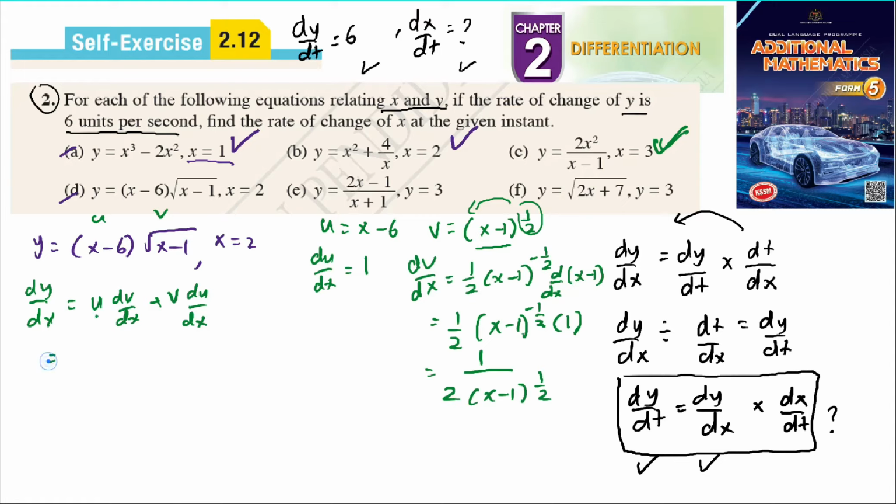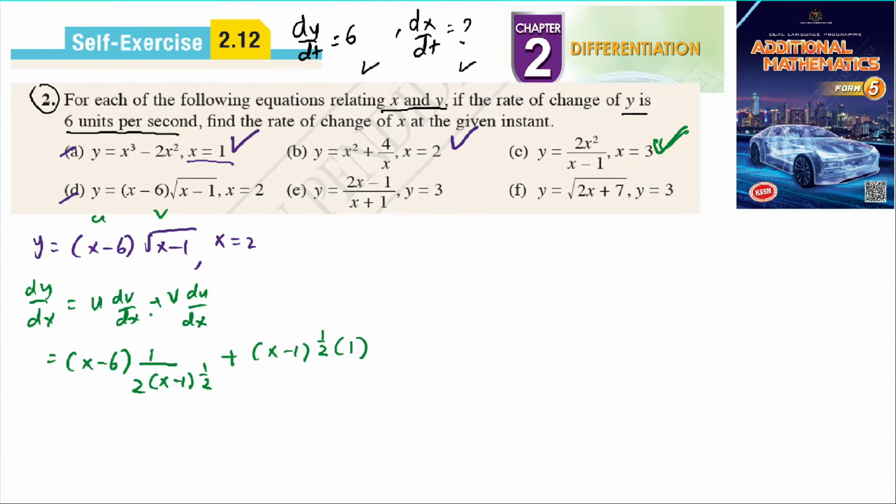So here, which is equal to u, u is x minus 6, dv over dx is this one, which is 1 over 3 (x minus 1) to the power of two thirds, okay, plus our v is the cube root of (x minus 1), and here our du over dx, du over dx is 1. So here we have (x minus 6) divided by 3 times the cube root of (x minus 1) squared, plus the cube root of (x minus 1).